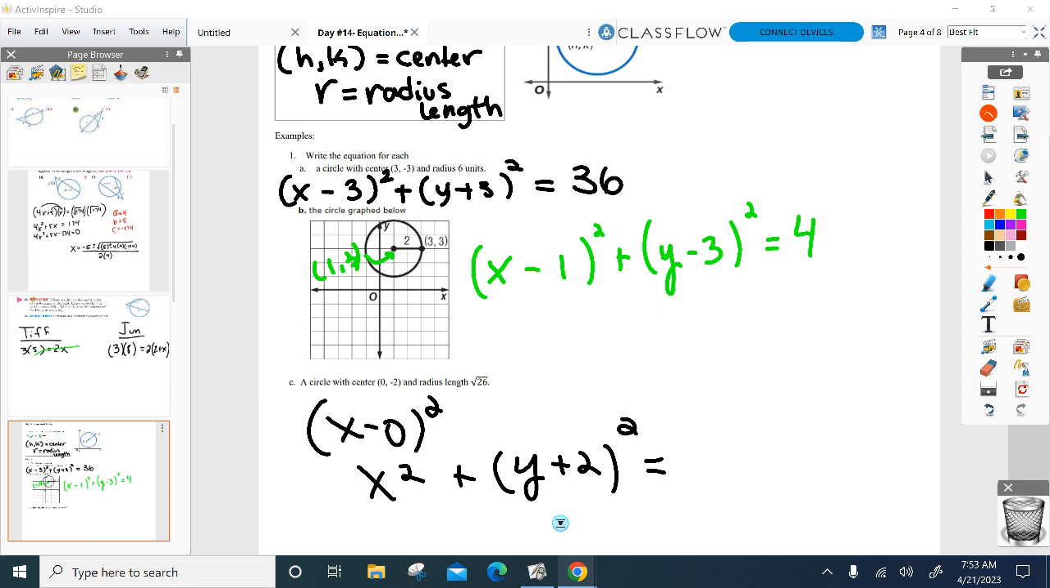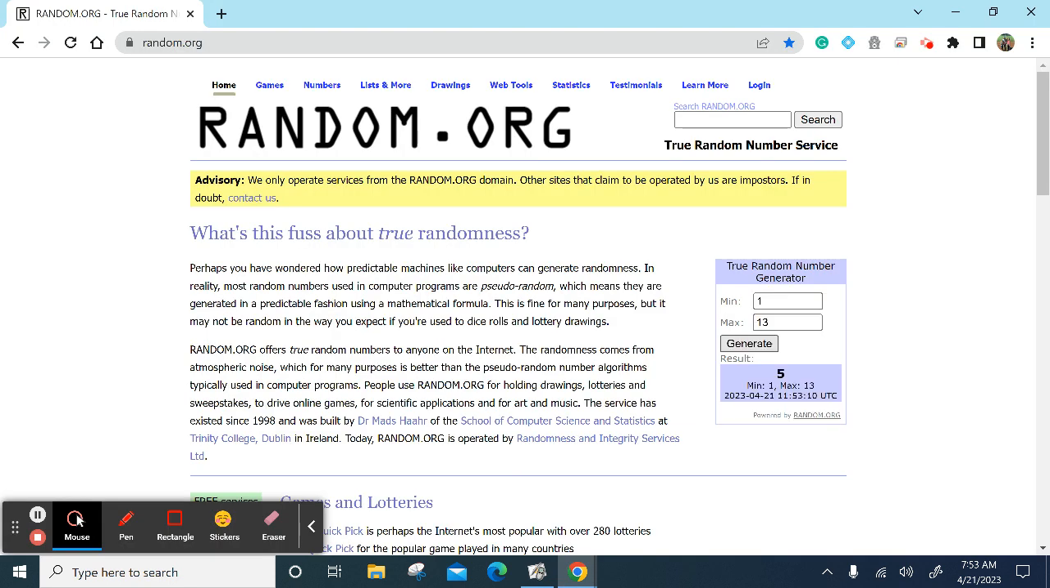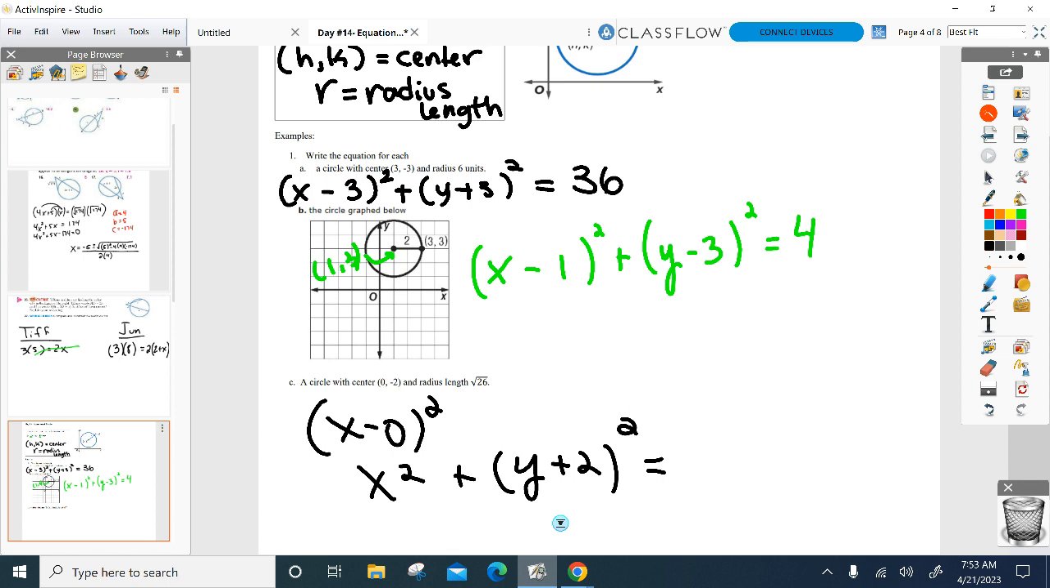Equals, all right, what is the radius here? What's the radius length that's given? Radical 26. But I want that squared, right? Because it's r squared. So again, I think somebody asked this on the homework. Iris asked this on the homework. What happens when I square a radical? So you're going to see a 26 there. Okay. How we feel? All right?